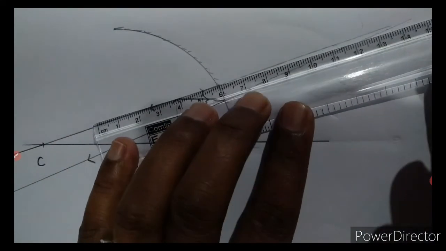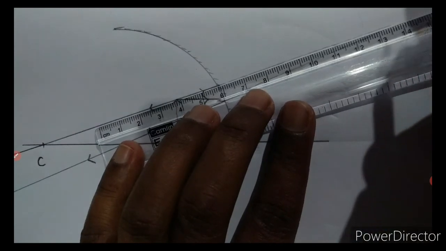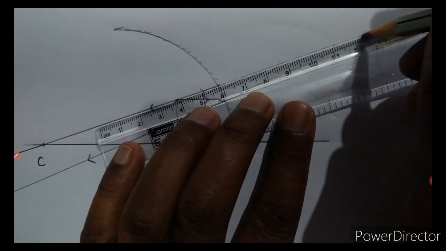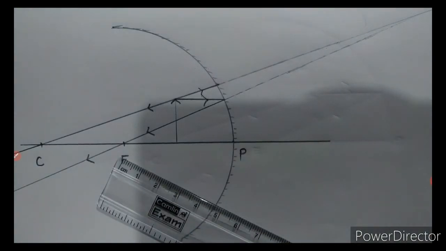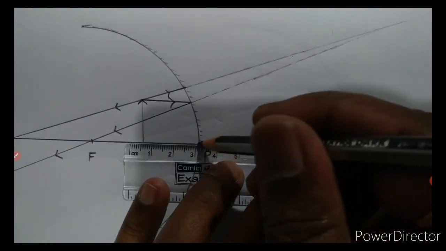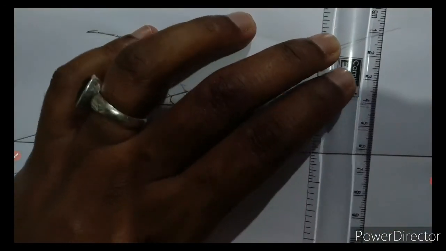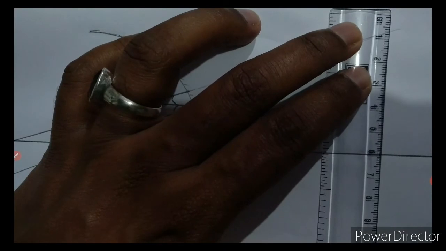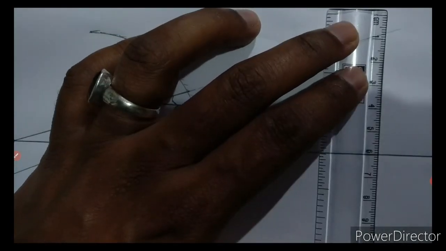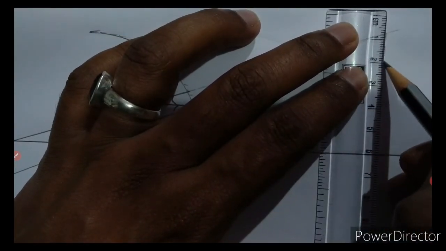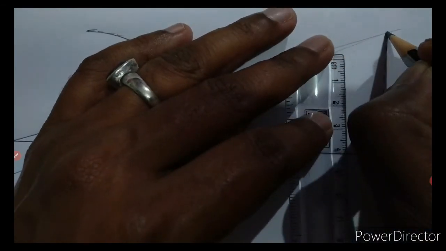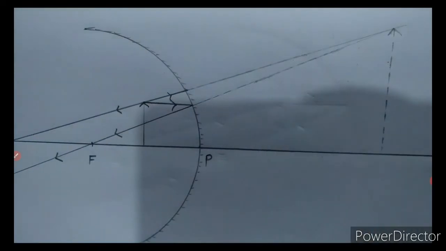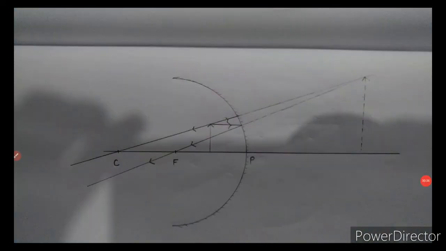Okay, fine. So finally it meets here, and I need to extend my principal axis also now. So I have extended the principal axis, thus finally I am getting my image. Finally I am getting my image, which is virtual, erect, magnified and formed behind the mirror. So here is my final image.